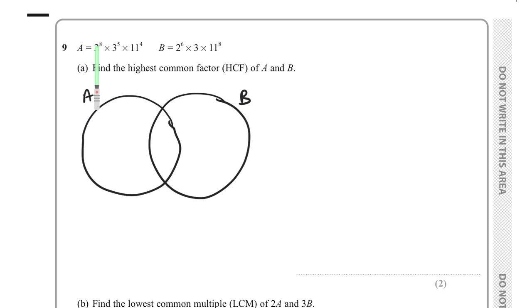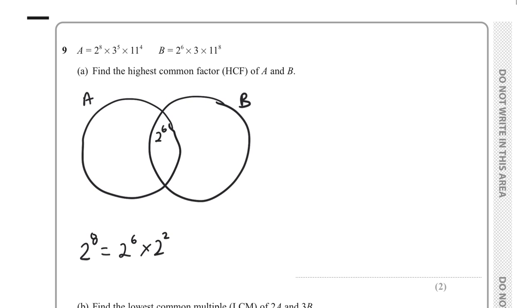If we look at 2 to the power of 8, 2 to the power of 6, what is the common factor? 2 to the power of 6, because 2 to the power of 8 can be written as 2 to the power of 6 times 2 to the power of 2. Okay, so we know that 2 to the power of 6 is what they share in common. So that means A has 2 to the power of 2 left, and B, it doesn't have it on its own. So we've done that, okay? And then I'm going to cross this out.